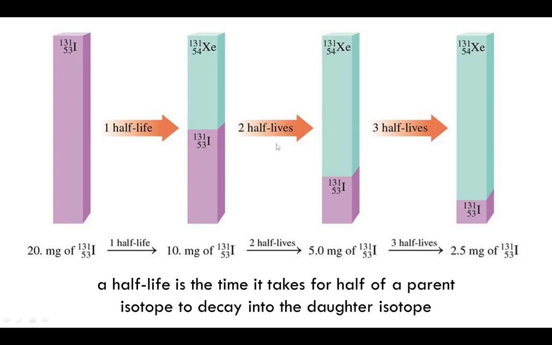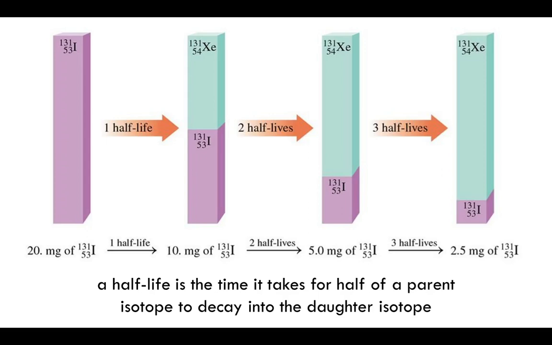One of the things that students sometimes find confusing is they think to themselves, okay, well then if we do one half and then we lose half, then after two half-lives there'll be none left, because if you take away half from half, you get 0. But that's not what's happening here.